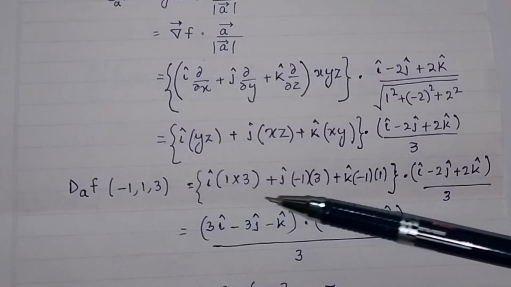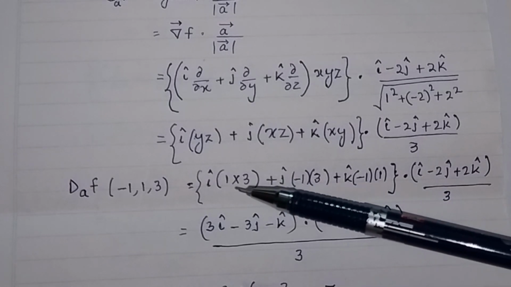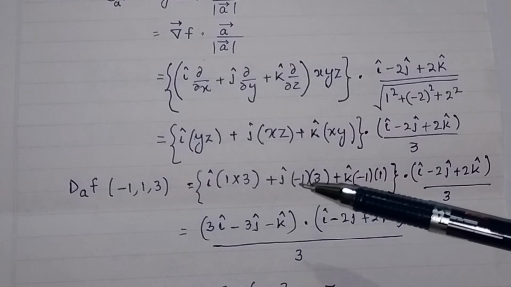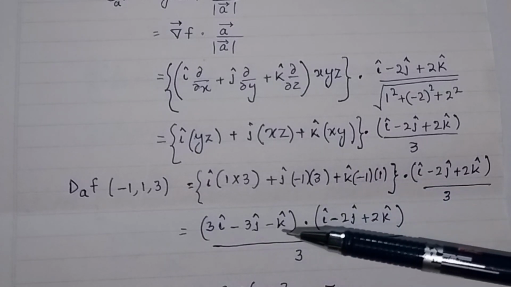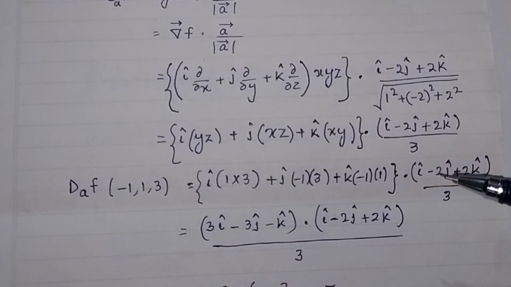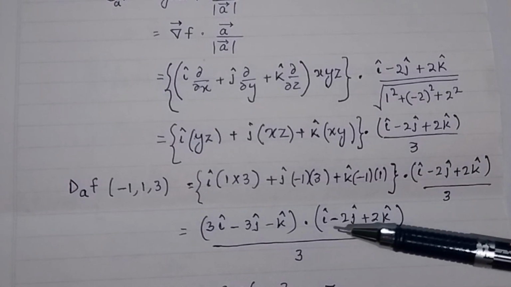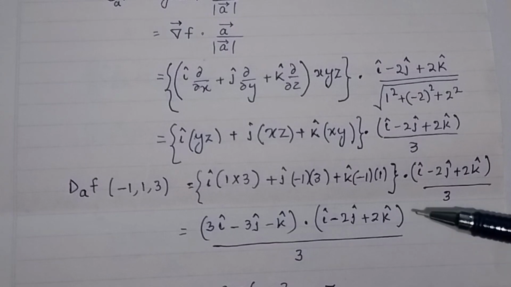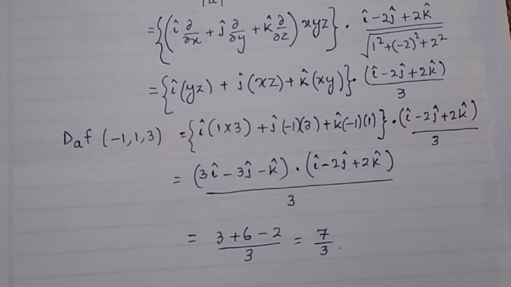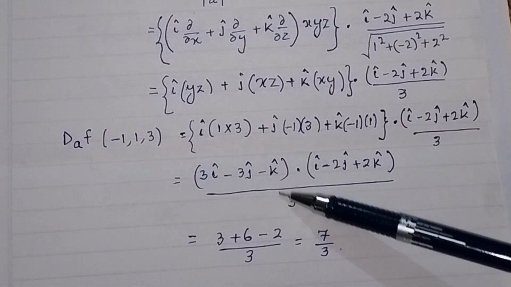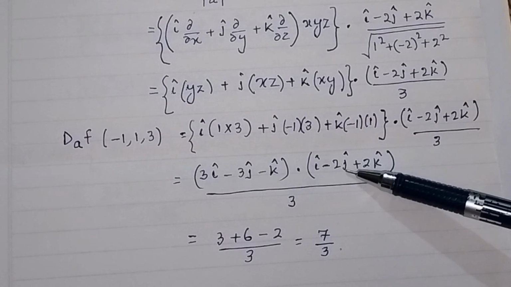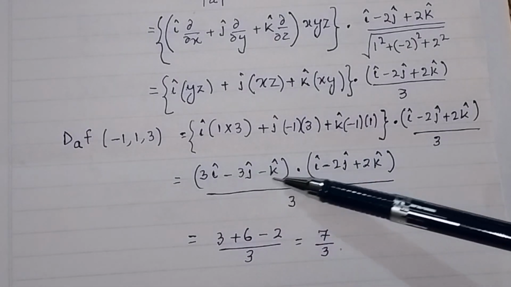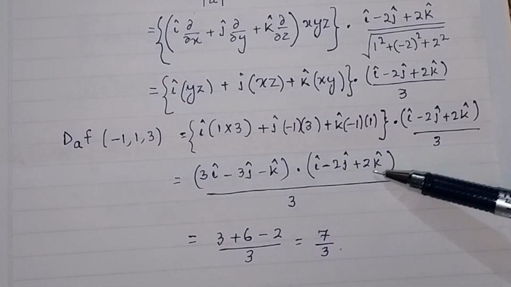So if you solve it, this term will be equal to 3 i cap, this term will be equal to minus 3 j cap, and this term will be equal to minus k cap. And here this value remains as it is, that is i cap minus 2j cap plus 2k cap divided by 3. This can be found by a simple dot product of two vectors. That means i cap dot i cap is 1, j cap dot j cap is 1, similarly k cap dot k cap will be equal to 1.